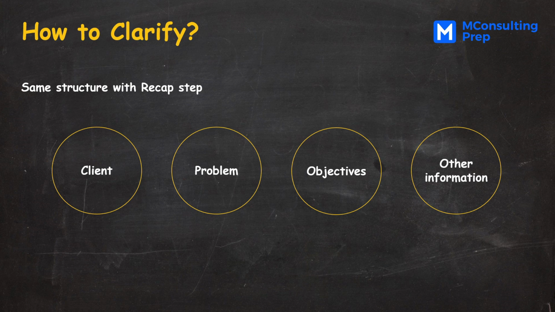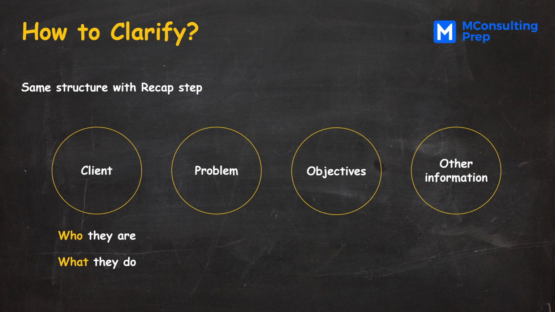For each case, you should focus your clarifying efforts on 4 buckets: the client, the problem, the objective, and other case-specific nuances. If this looks familiar, yes, this is the same structure you would use for the previous recap step. First of all, the client. Make sure you understand who the client is and what they do, for example, how they produce and sell their products, and what their market is like.